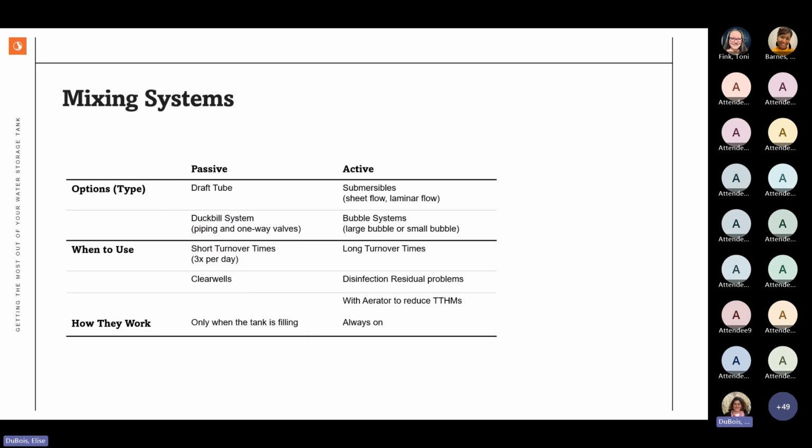Aerators are used in conjunction with mixers, but are not mixers. So what's the purpose of an aeration system? They are used to reduce total trihalomethanes. If your total trihalomethanes are not high enough, in other words, greater than 60 parts per billion, we can't remove them efficiently.